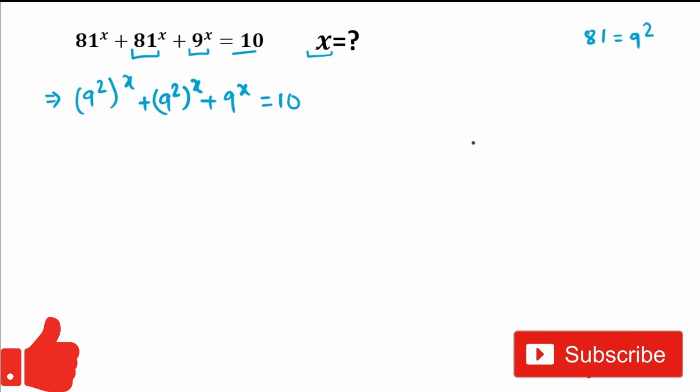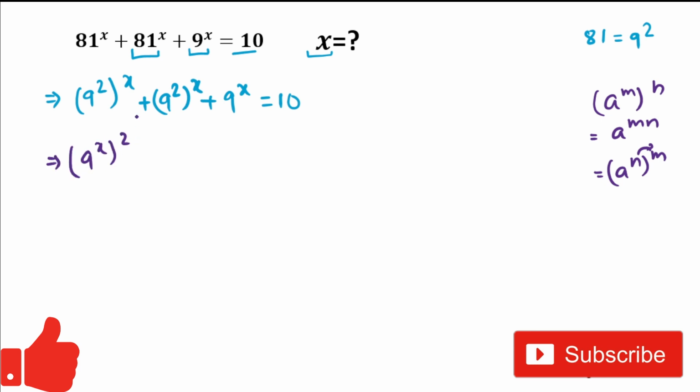Now if you look at it, it is in the form of a powered by m and powered by n. Here it is powered by 2 and the bracket is powered by x. So this value we can write as a powered by mn, and this indices value we can write as a powered by n and powered by m. Here we have interchanged the power. Similarly here we will write it as 9 powered by x and it is powered by 2. So here also we have interchanged the power.